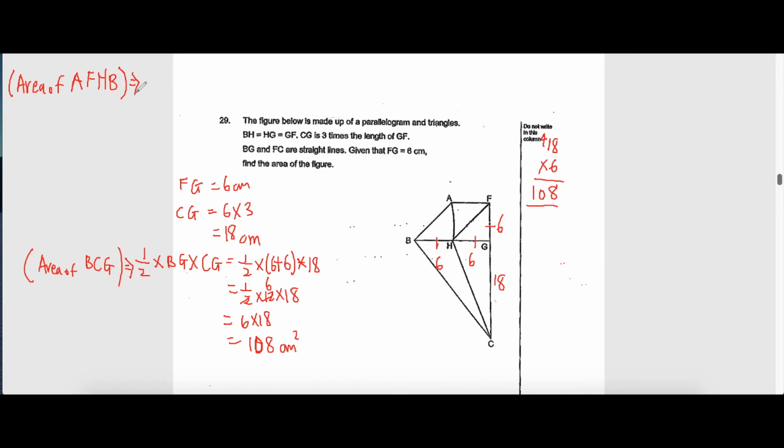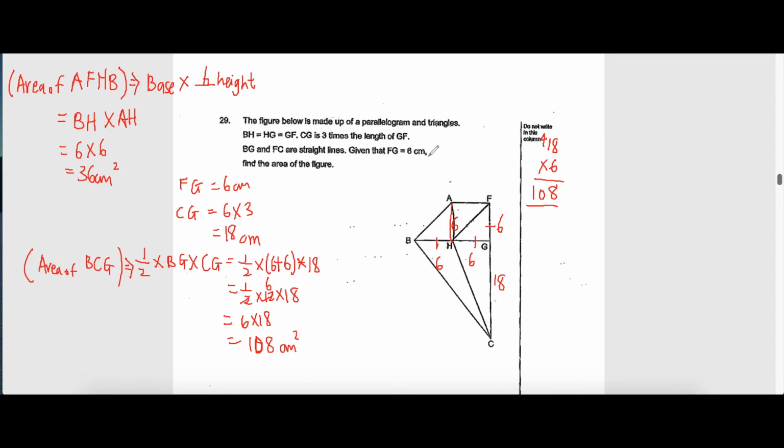Equals to base times perpendicular height. Alright, so what's the base? The base is BH, correct? So what's my height? My perpendicular height will actually be FG, or you can call it AH, okay? In this case, it's AH. So one thing to know about AH is that AH is equals to FG, so AH will also be equals to 6, okay? So BH is 6, AH is 6. My area of my parallelogram is basically 36.